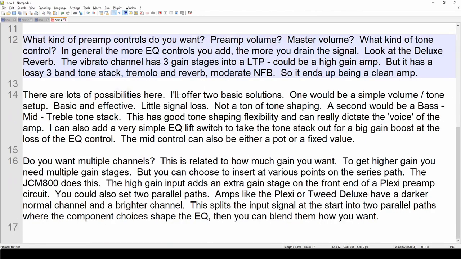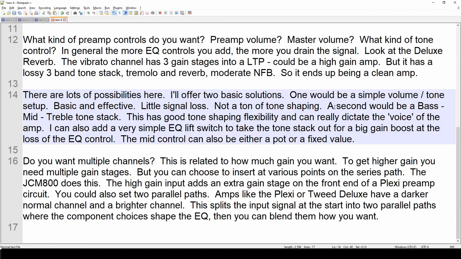There are a lot of possibilities here, and we can do whatever you want. I would recommend you kind of think about amps that are your favorites and use that as a jumping-off point. But I'm going to offer two basic solutions. One would be a simple volume and tone setup. Very basic, very effective, not as much signal loss, a little more of a pure signal, not a ton of tone shaping though, and specifically with the mid-range. This type of volume and tone setup usually gives you some control over bass and treble kind of in relation to one another, but you don't get the ability to control your mid-range.